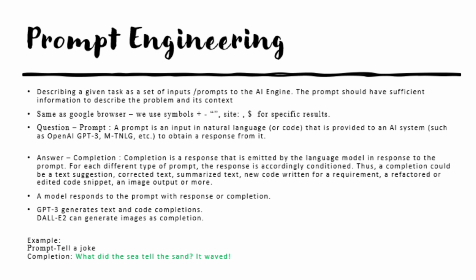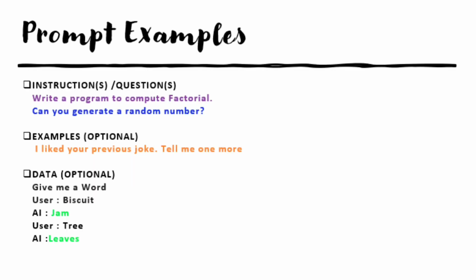Prompt examples we have, like write a program to compute factorial, we can ask. Or can you generate a random number, we can ask. And next you can give examples also, like the previous joke you have told, right? So I like the joke, tell me one more. Like that you can give an example to the AI so that it will understand and give you the same kind of results.